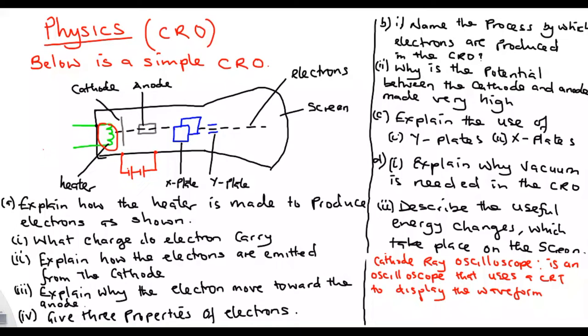And in this lesson, we want to look at the cathode ray oscilloscope in physics. It is very important that you pause the video so that you can copy the questions. So the cathode ray oscilloscope is an oscilloscope that uses a CRT, which is a cathode ray tube, to display the wave. So we have the diagram here. This is the cathode ray oscilloscope, and it comprises different components. So we have the cathode, the anode, the electrons, screen, XY plates, and then we have the heater.